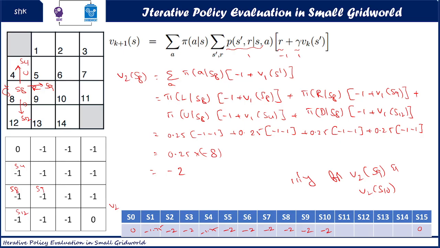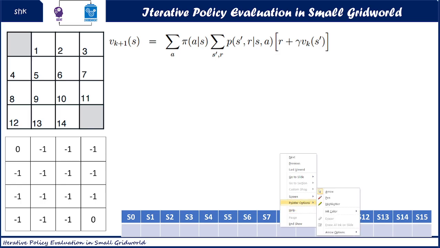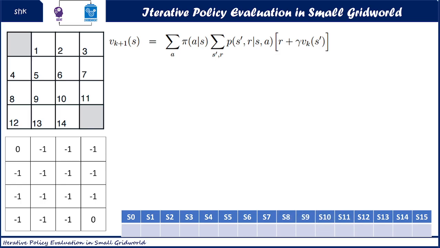Now we will go to S11. Now we will calculate the value function of V2 for S11. So here I'll write V2 of S11. When we are in S11, if you take a left action, the state changes to S10, a right action stays in S11 only, an up action goes to S7, and the down action is the terminal state.